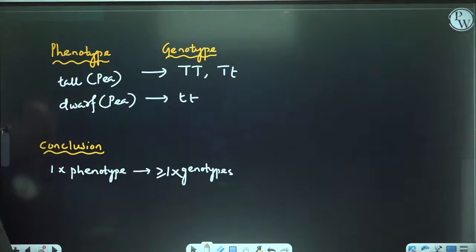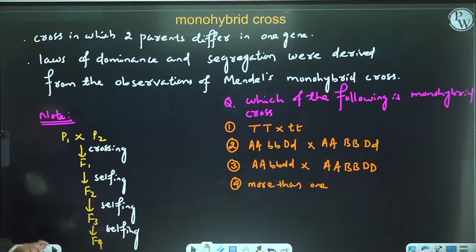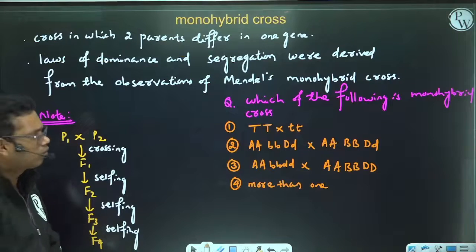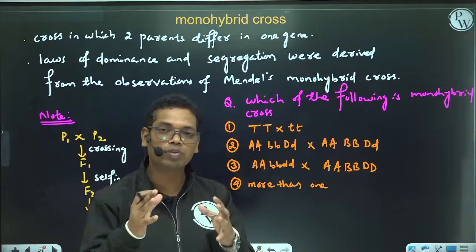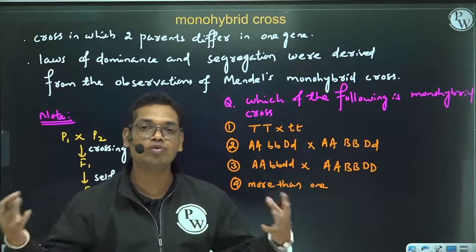Now, monohybrid cross. Whenever we perform a cross between two organisms, those organisms will have a number of genes.